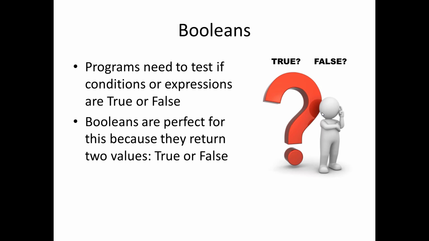Booleans are important because they allow programs to test if conditions are true or false. Booleans are perfect for this because they simply return two values, true or false. So let's talk about this.